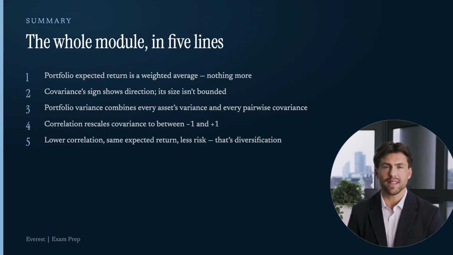So let's pull this together. Portfolio expected return is a weighted average, nothing more. Covariance measures whether two assets move together, and its sign tells you the direction. Portfolio variance combines each asset's own variance with every pairwise covariance between holdings. Correlation is covariance rescaled between -1 and +1, and it is the real engine behind diversification. The lower the correlation, the greater the risk reduction for the same expected return.